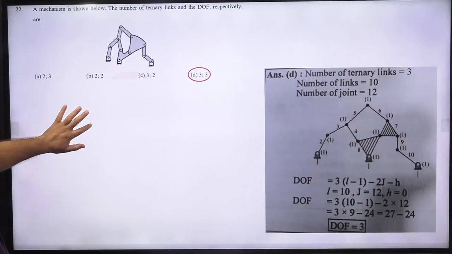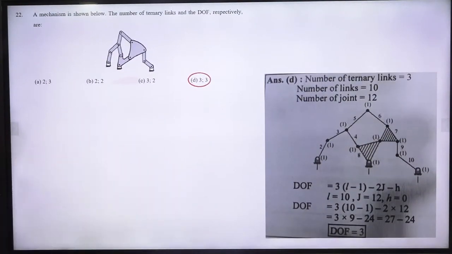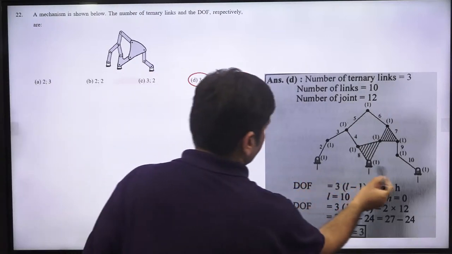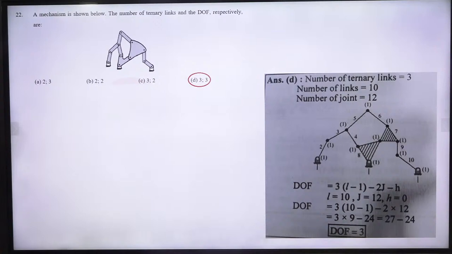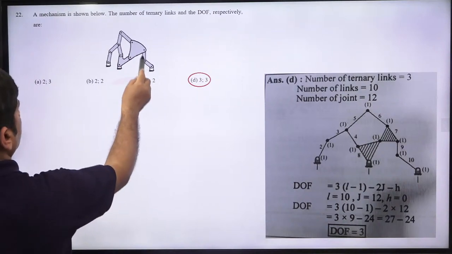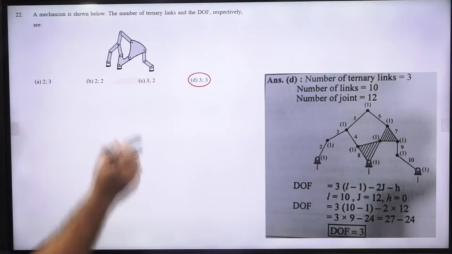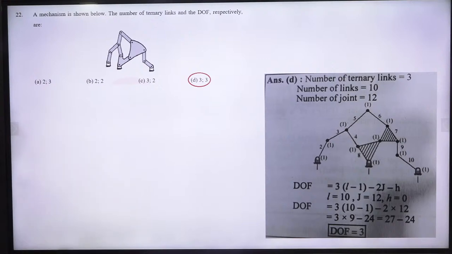And how many degrees of freedom? Degrees of freedom are also three. What are the total number of links? This is link number one. Then link number 2, 3, 4, 5, 6, 7, 8, 9, 10. So we have got 10 links.